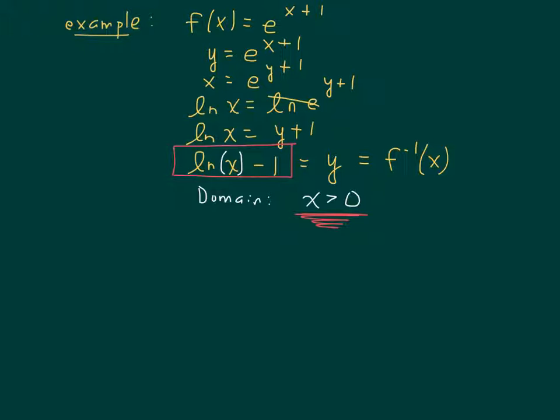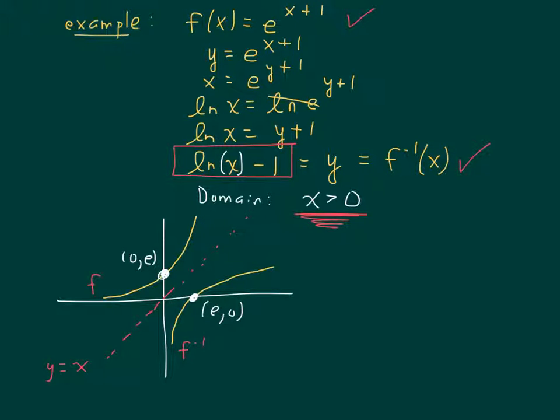Let's take a look at the graph of our original function f of x and our inverse. So if we were to graph our function e raised to the x plus 1, it would actually go through the point 0, comma e. If I plug a 0 in for x, you're just left with e to the first, which is just e. Remember, e is about 2.7. Now if 0, comma e is on f, e, comma 0 is on f inverse. And you can see here that they are reflections over this line y equals x.